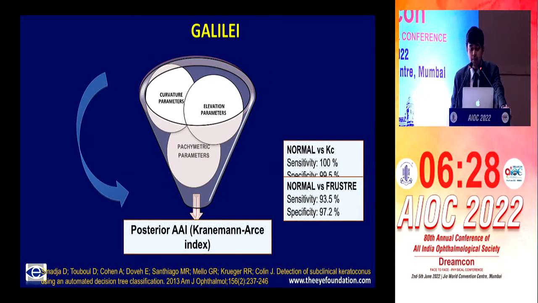These bars kept getting pushed up with various indices, various devices, various scans which kept coming up. But the challenge was that there was only so much that our basic imaging through tomography could take us. While we were nearly at 100% when differentiating normals and keratoconus, the challenge in terms of normal versus forme fruste still remained. Still about 7 to 10% of patients could be missed while differentiating between normal versus forme fruste.